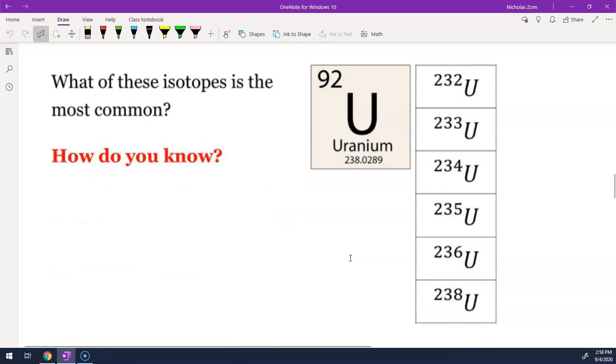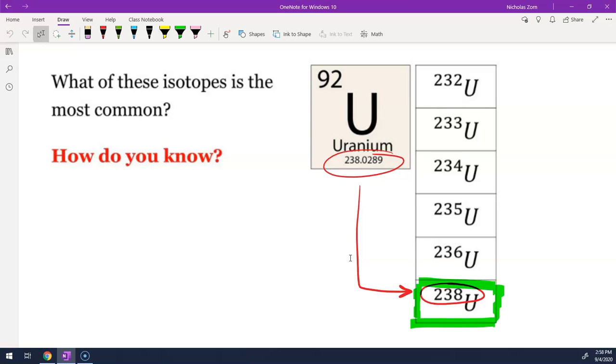All right. Question says, which of these isotopes is most common? And then how do you know? On our periodic table, we have an atomic mass that's listed on here, 238. And if you notice, one of our isotopes is 238. It's almost the same number. So because our atomic mass matches up so closely with this mass right here, that means that this isotope right here is the most abundant. So when we do our weighted average, this 238, uranium-238, there's the most of it. It's basically skewing our average towards 238 because there's so much of it.